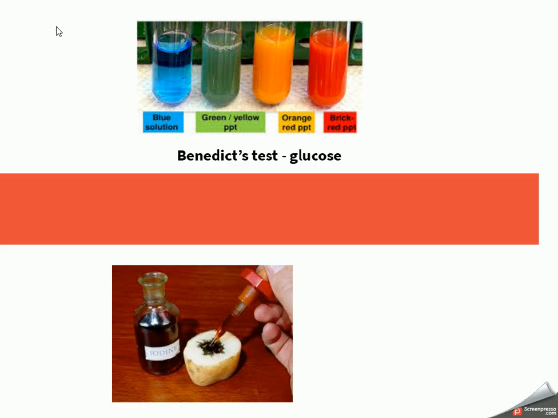So we've got the Benedict's test for glucose, which goes from blue to brick red, and the iodine test for starch that goes from a browny yellow to a black.